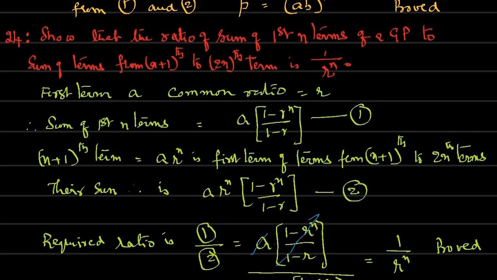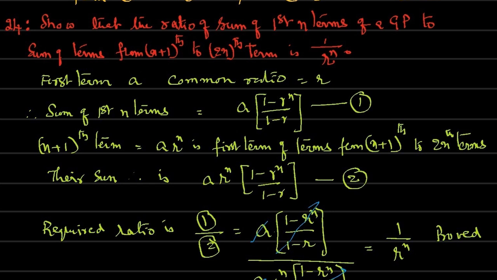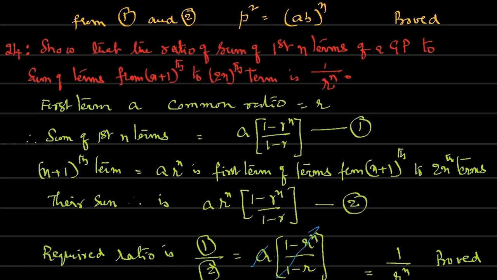24. Show that the ratio of the sum of the first n terms of a GP to the sum of the terms from n plus 1 to 2n is 1 by r power n. There are 2n terms: the first n terms, and the second n terms. The first n terms will be 1 to n, and the second n terms will be n plus 1 to 2n. So the ratio is 1 by r power n. That is what we have to prove.